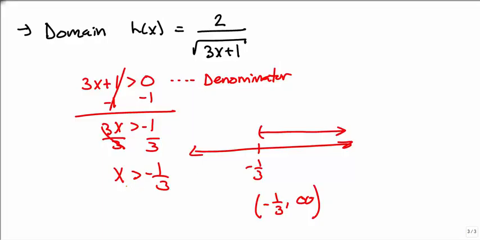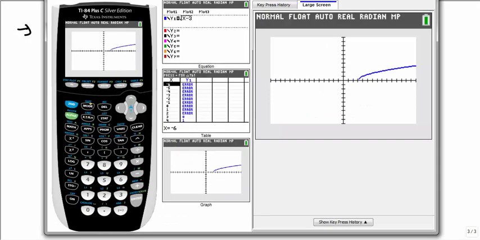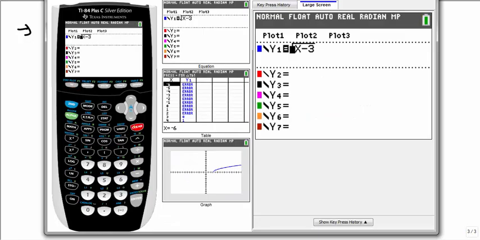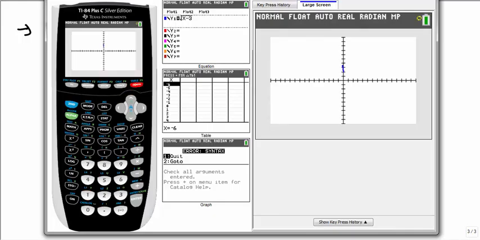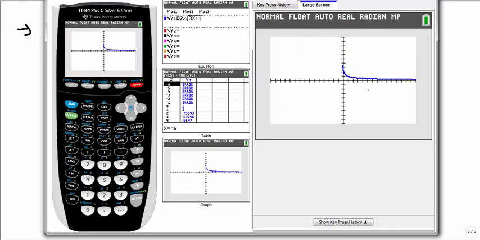It's not going to be really easy to see what's going on here. So y equals 2 divided by the square root, and under the square root we have 3x plus 1. We're going to get an idea of what this looks like, but it's going to be hard to determine the domain from this. When we look, we can definitely see it's going off toward positive infinity, so that part seems to be good. But what's hard to tell is what's happening in here.